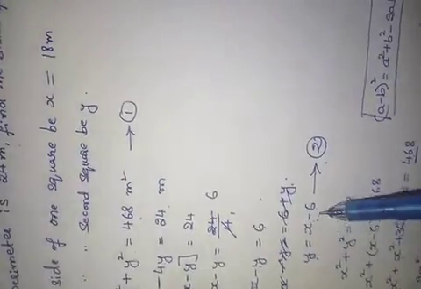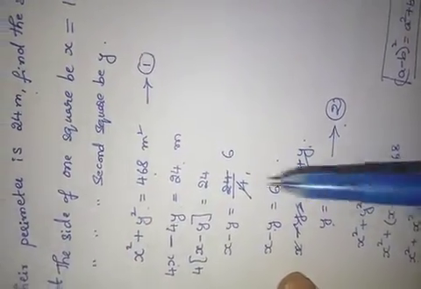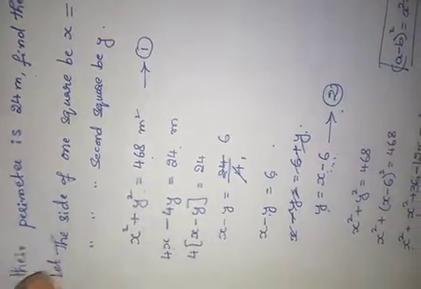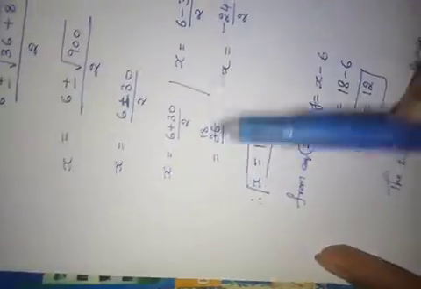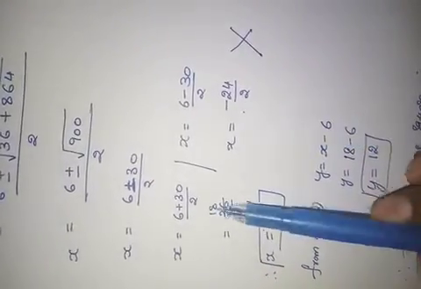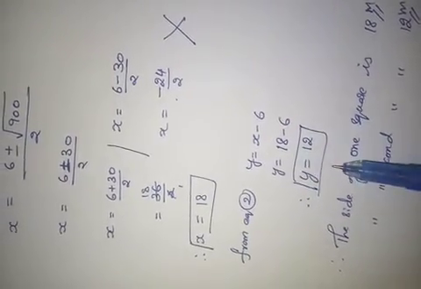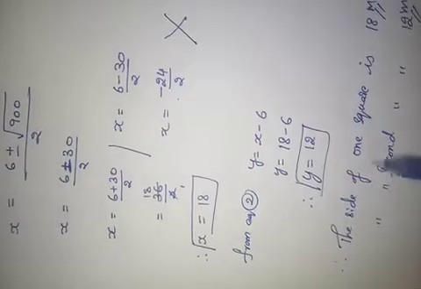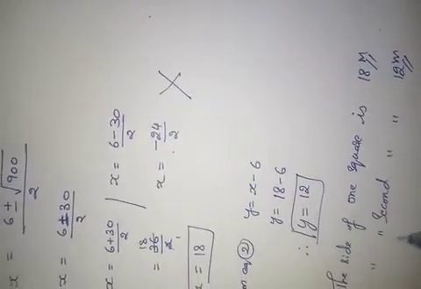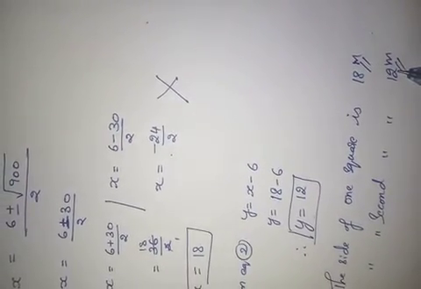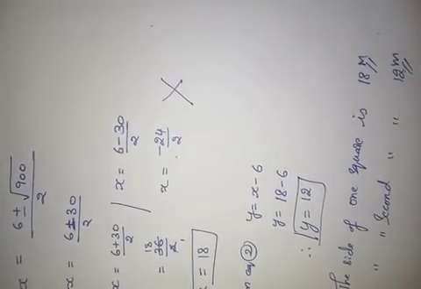After solving it, I got y equals x minus 6. This I substituted in equation 1. After solving, I got two values. This is a negative value. Any side will not be a negative value. Therefore, x equals 18. We want y, no? y equals 12. By solving in equation 2, I got the same. Therefore, the side of one square is 18 meters and the side of the second square is 12 meters. Did you understand? Shall we go to the next problem?